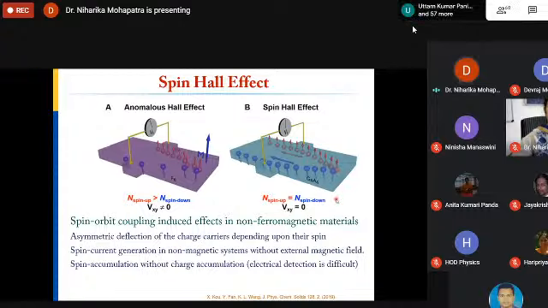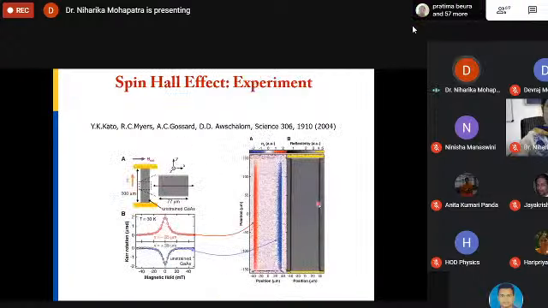And because the net voltage is zero, we cannot measure it electrically in the normal way we measure the anomalous Hall effect or Hall effect. We cannot measure the spin Hall effect in this way. So electrical detection is different in this system. Then how to measure this? This is basically the experimental observation.